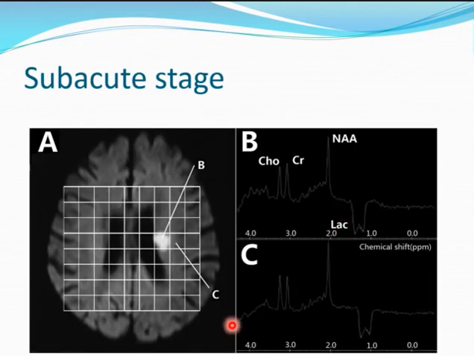This is the subacute stage. You can see there are different voxels. The area of B is here, showing this inverted lactate peak, and the NAA is relatively normal, maybe mildly decreased, compared to area C here, the adjacent area. The NAA is higher. Okay, there is some lactate peak. So this indicates that this part is more hypoxic than this part. Okay.